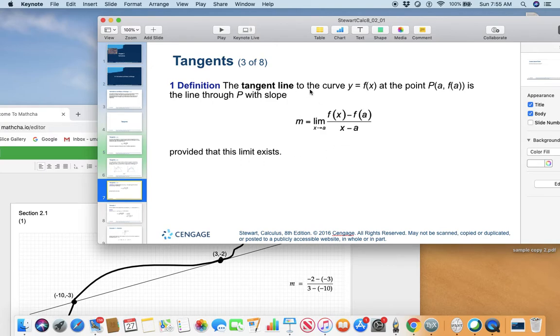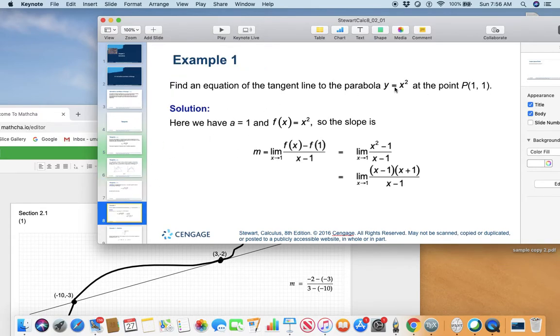So the tangent line to the curve y equals f(x) at the point P(a, f(a)) is the line through P with this slope. All right. Now this is an important equation.